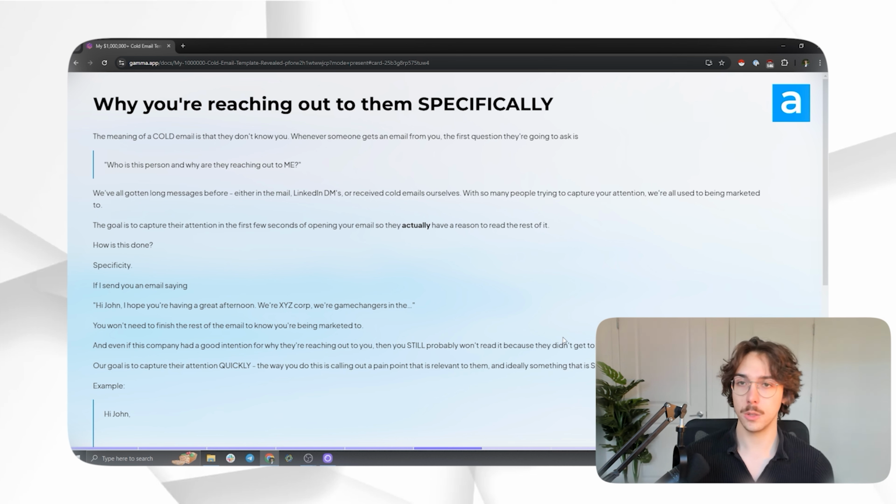So we've all gotten long messages before. We've all seen terrible marketing. You guys have gotten spam emails, spam real mails, LinkedIn DMs. But what differentiates spam mail and actually good cold outreach is the specificity, why you're reaching out to them specifically, because at the end of the day, your goal is to help them. And if you can give them a compelling reason of why you can help them, your email goes from something that's a nuisance to something that they're actually excited to see and hopefully fix the problem that you're going to help them solve.